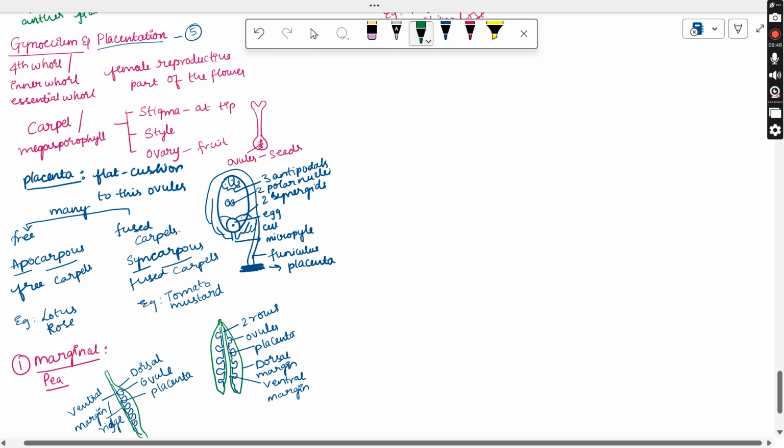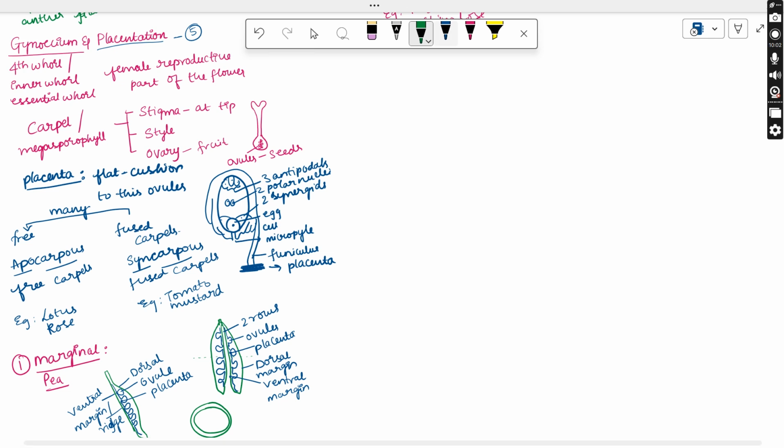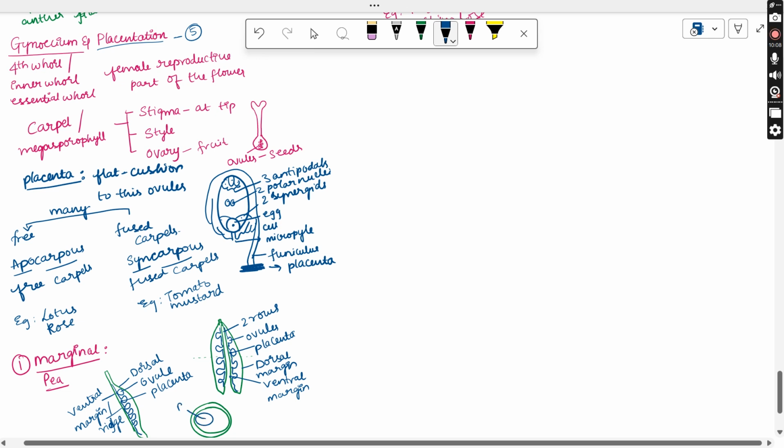Now if you cut it with a transverse section, or a horizontal section, you can find the pea arrangement in this way. This whole is a structure where at one side the ovules are attached. Let us say the pea is attached here, and the place where this pea is attached, that place we call the placenta.